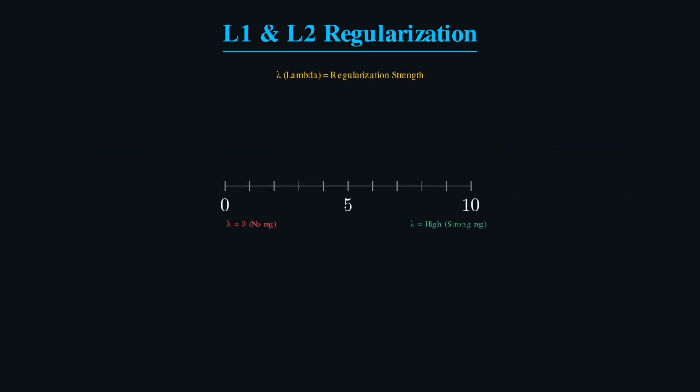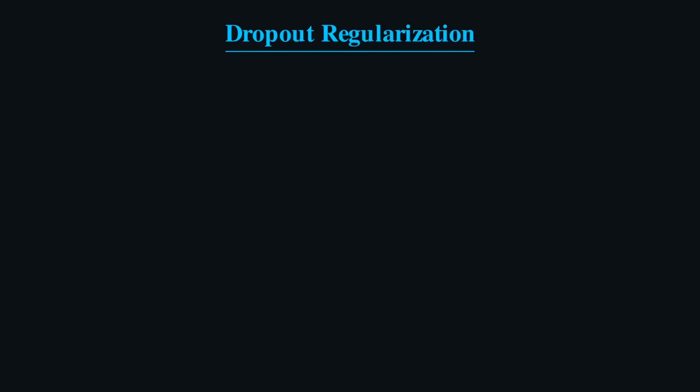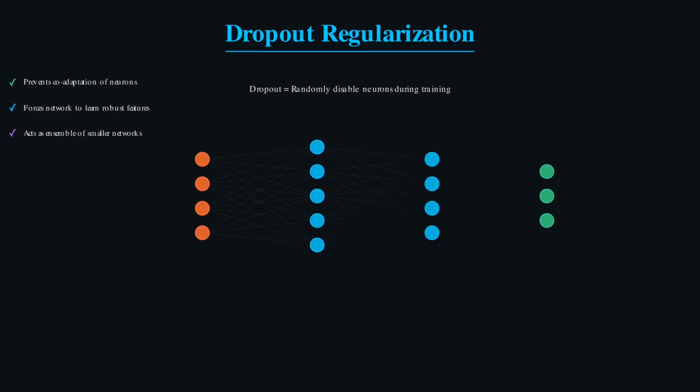It constrains training so your model learns patterns, not noise. 4 techniques. L1 Lasso penalizes absolute weights for feature selection, L2 Ridge shrinks weights smoothly, Dropout randomly disables neurons, and early stopping halts training before memorization begins. Use them alone or combine for stronger protection.